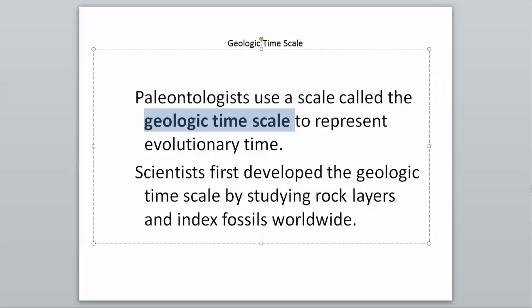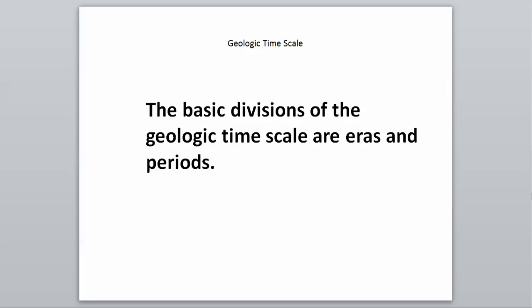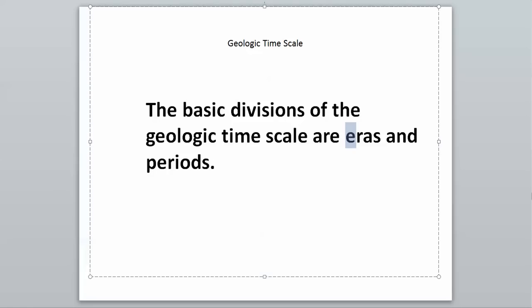Scientists first developed the geologic time scale by studying rock layers and index fossils worldwide. Using these rock layers, they were able to divide up different time periods based on the types of organisms that lived in that time and things like that. Our basic divisions of the geologic time scale are going to be eras and periods. So when we look at Earth's history, we have different eras, and then eras are broken up into what are called periods.